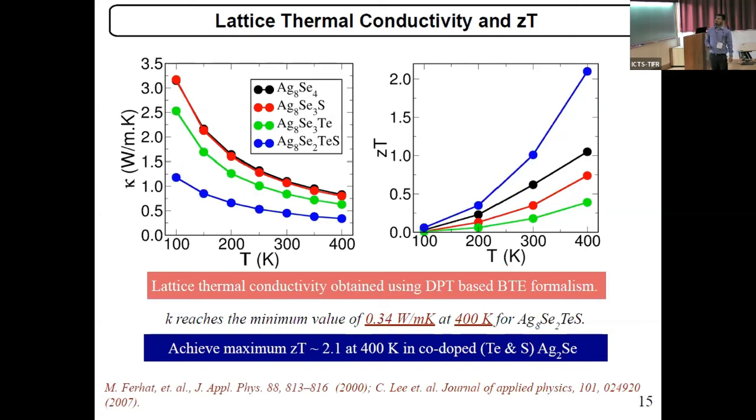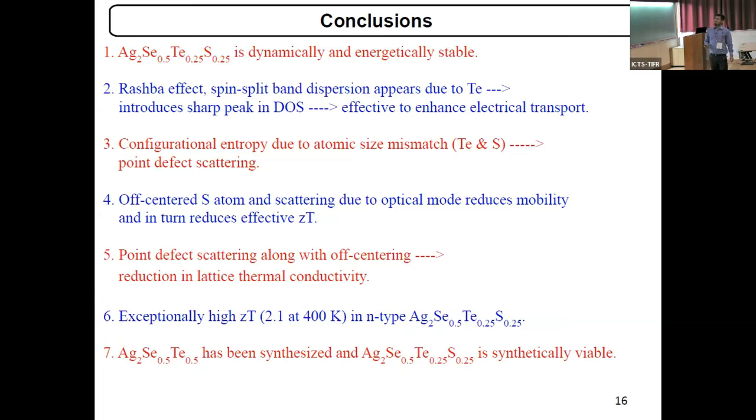And here I have shown the comparison of the S-doped, Te-doped, and co-doped systems for the lattice thermal conductivity. The lattice thermal conductivity is obtained using the deformation potential theory based Boltzmann transport equation formalism. For the co-doped case, kappa reaches the minimum value of 0.34 watt per meter Kelvin at 400 Kelvin. Because of this very low lattice thermal conductivity, we are getting ZT of 2.1 at 400 Kelvin for the co-doped system. So in conclusion, this co-doped system is dynamically and energetically stable.